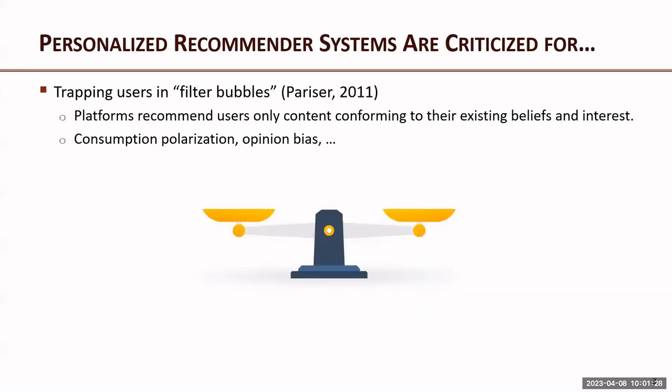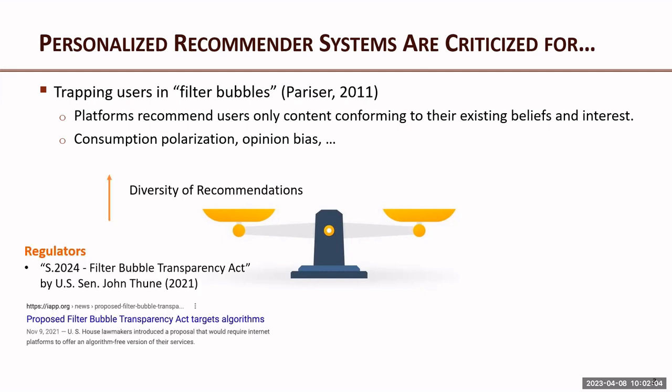One big concern about personalized recommender systems is that they could trap users in filter bubbles, a concept first raised by Pariser in 2011. Filter bubble means that the platforms will recommend users only the content that conforms to their existing beliefs or interests. We know that can lead to a lot of negative consequences, such as consumption polarization or opinion bias.